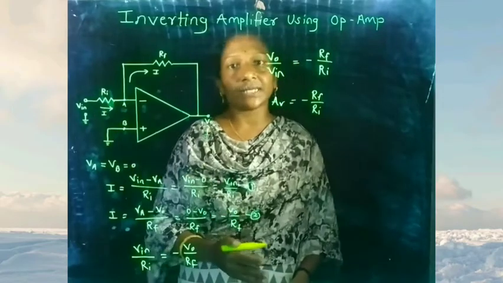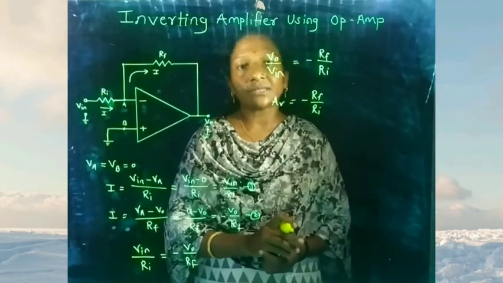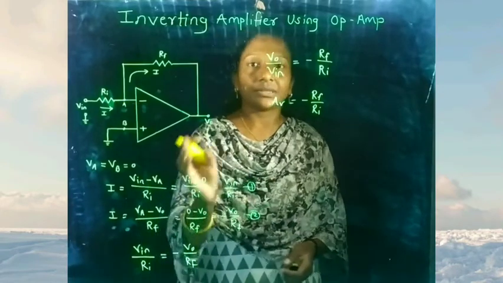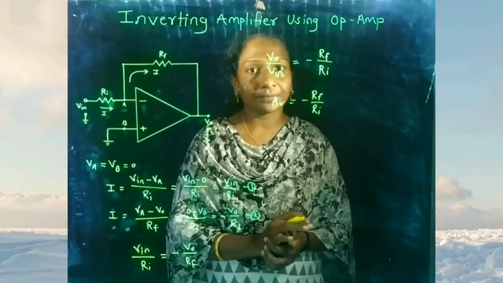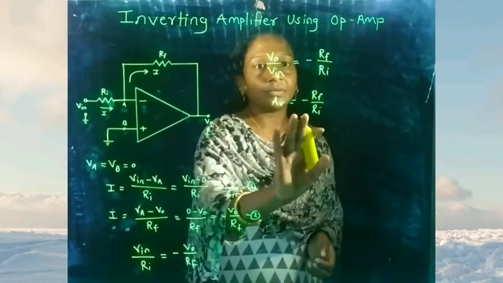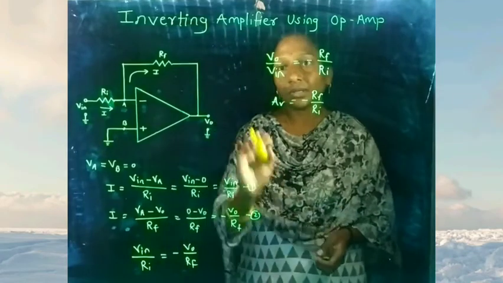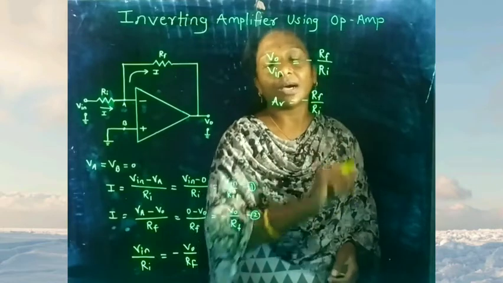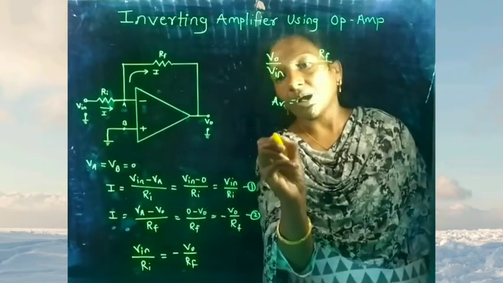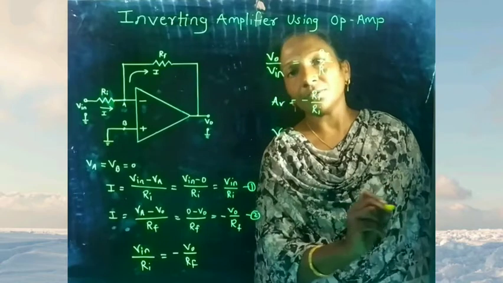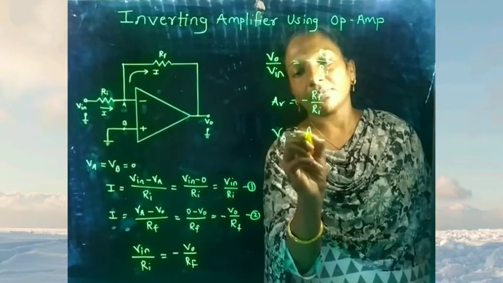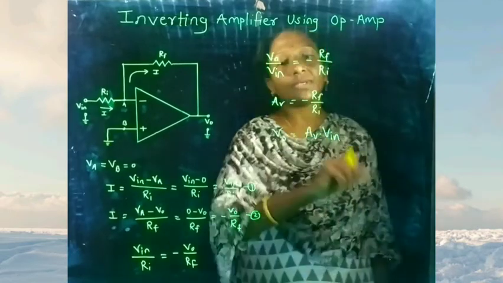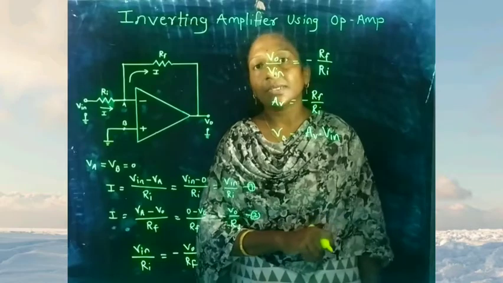If the input signal is an AC signal, then the output is 180 degrees out of phase, and if it is a DC voltage, then the output polarity is changed. From this equation we say that this circuit works as an inverting amplifier having gain Rf upon Ri. Therefore, output voltage V0 is equal to AV into Vin, where AV is the voltage gain and Vin is the input voltage.